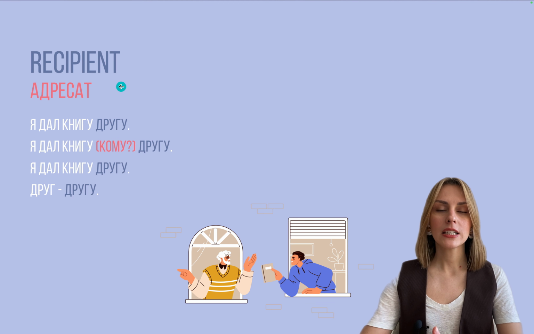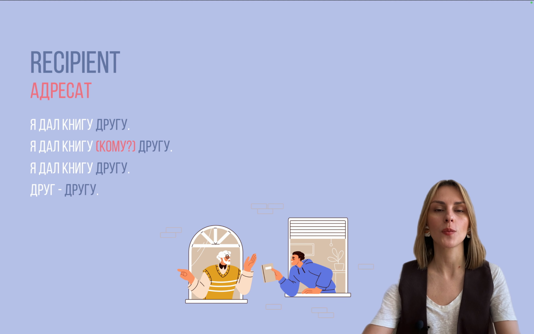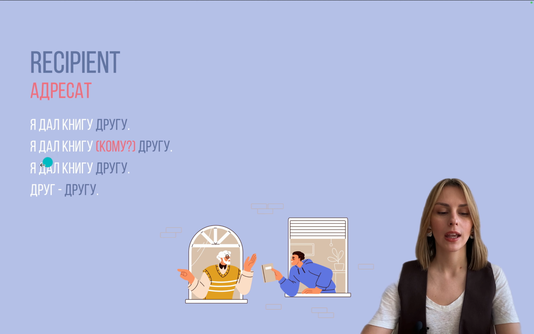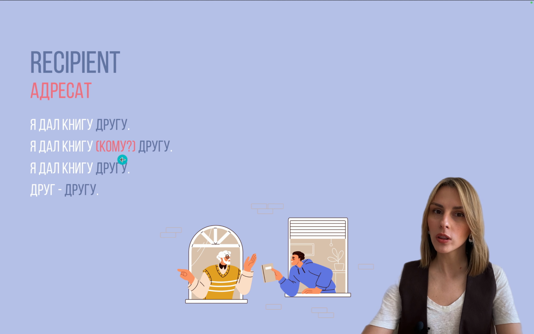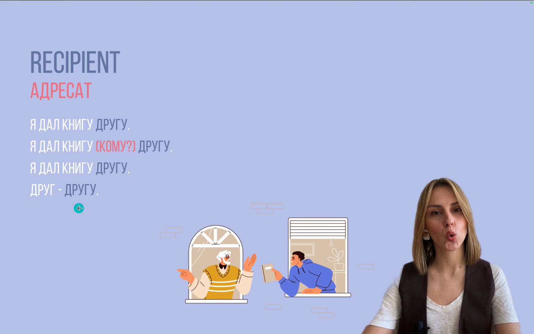So, dative case in the meaning of recipient. Я дал книгу кому? Другу. I gave a book to my friend. So, who is the recipient of the action давать, of the action to give? The recipient is друг. And we use this word in dative. Другу. Я дал книгу кому? The question of dative. Другу. Я дал книгу другу. Друг, nominative. Другу, dative.